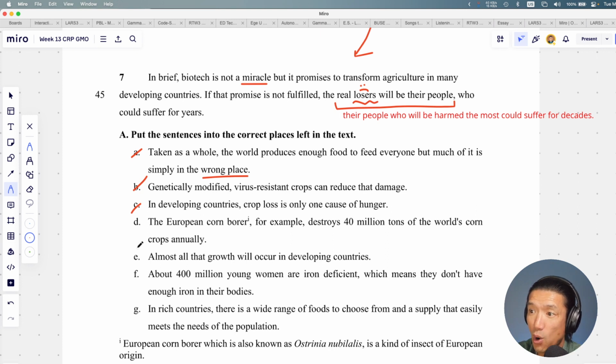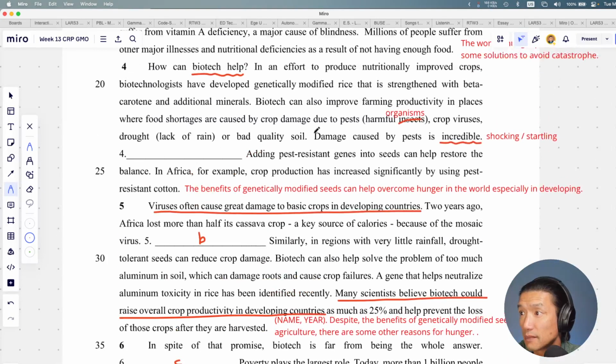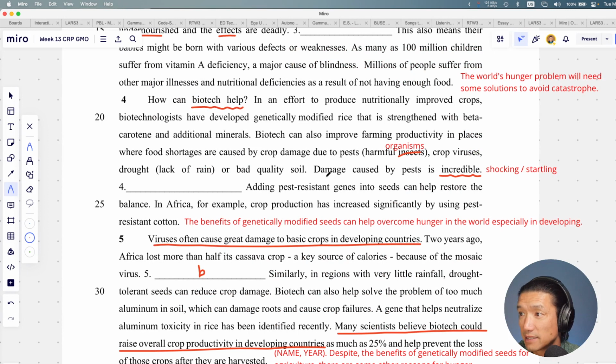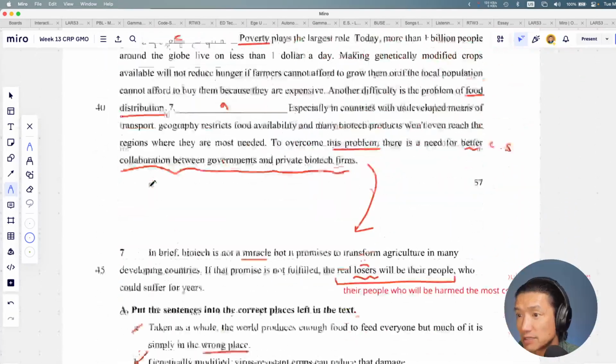The European corn borer, for example, destroys 40 million tons of the world's corn crops annually. We're talking about some kind of pest, right? A European corn borer is a kind of insect of European origin. We're talking about pests. So where did we read about pests? Let's go back and find out. Pest. Okay, here's that word, right? This is kind of like scanning. We're looking for words, things that are talking about pests, insects. Damage caused by pests is incredible. Okay, shocking. And I guess now we have an example of it here, which is D.